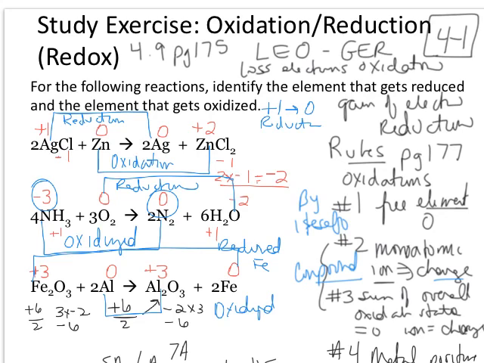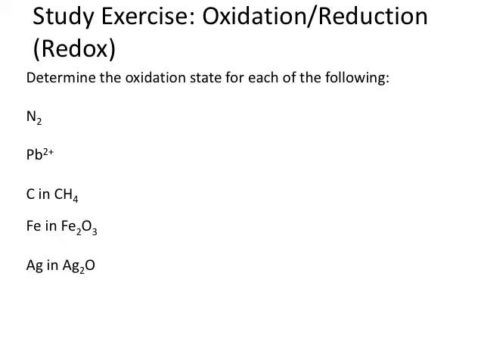Next problem. So 4-1 is a problem that I will look for in your recitation submission. This one should be easy after learning your rules on page 177, this is 4-2. And all it's asking is for you to determine the oxidation state of each. Well, nitrogen is its elemental state. It's actually nitrogen diatomic, so it's going to be 0.